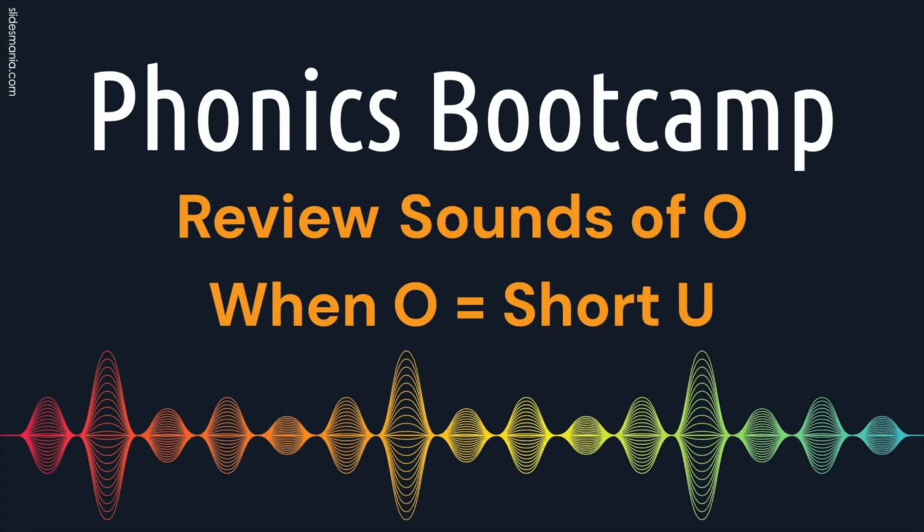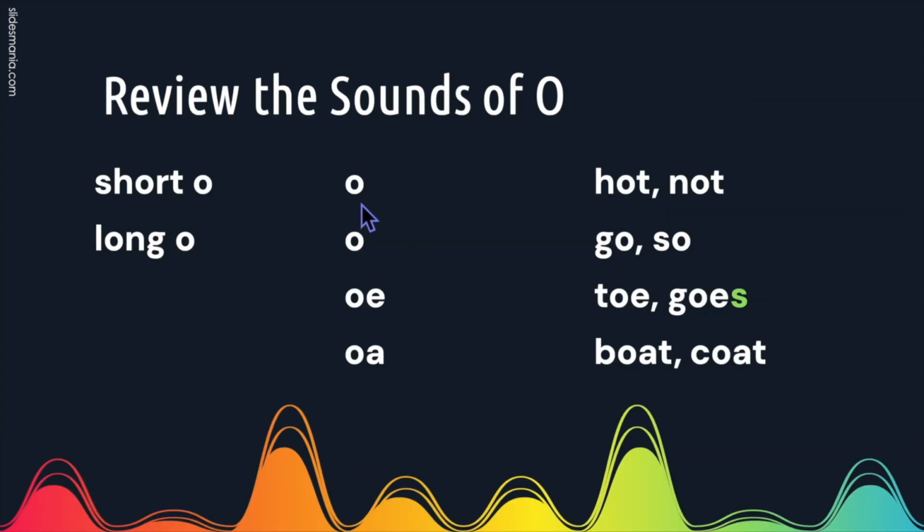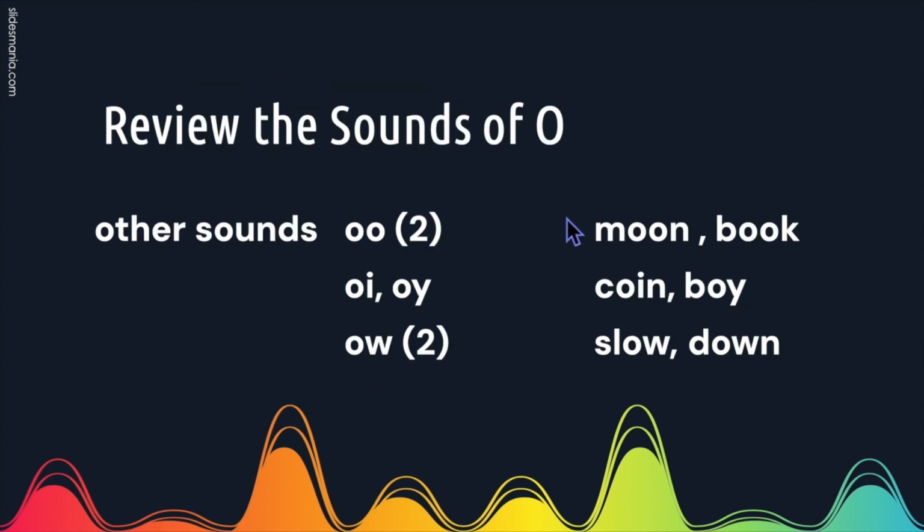We're going to review the sounds of O and learn about when O has a short U sound. The most basic sound is the short O sound, like in hot and not. Then there's the long O, which can be spelled with the letter O, like in go and so, with an OE, like toe and goes. Notice the S in this word uses its second sound of Z, and it can also be spelled OA, like in boat and coat. OO has two sounds.